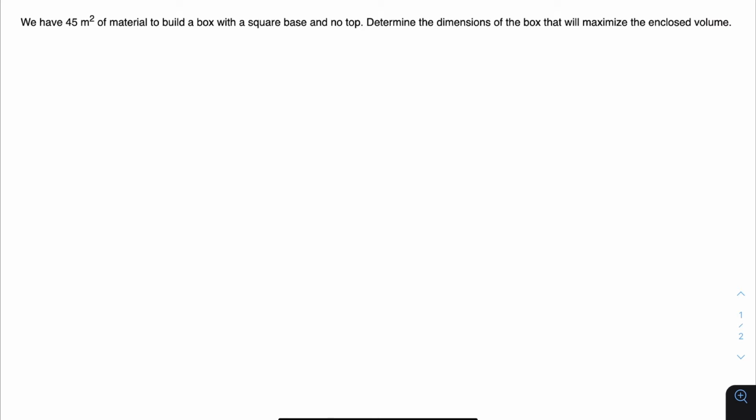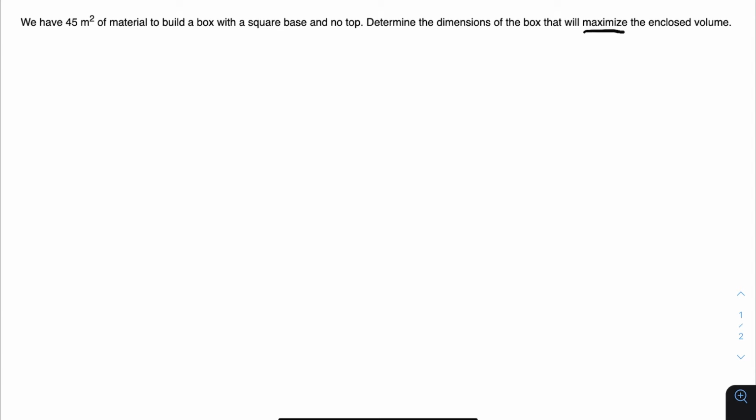So I just want to point out a few things before we start. The question asks us to determine the dimensions of the box that will maximize the enclosed volume. So already we can start to draw parallels between this unit and the other unit that we just covered on stationary points such as maxima and minima. So I think we can actually use that knowledge really wisely to help us answer these questions.